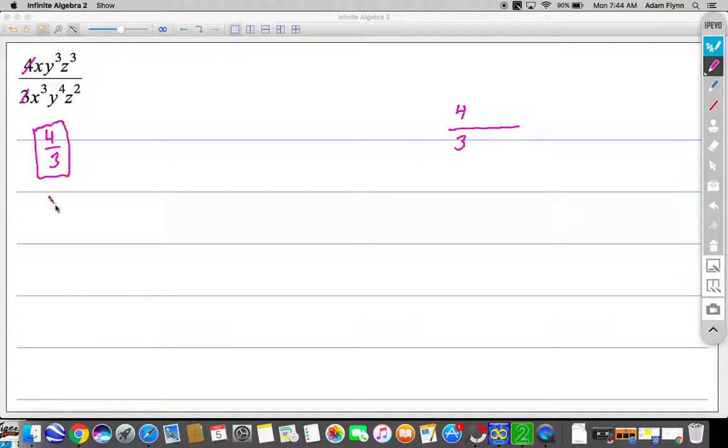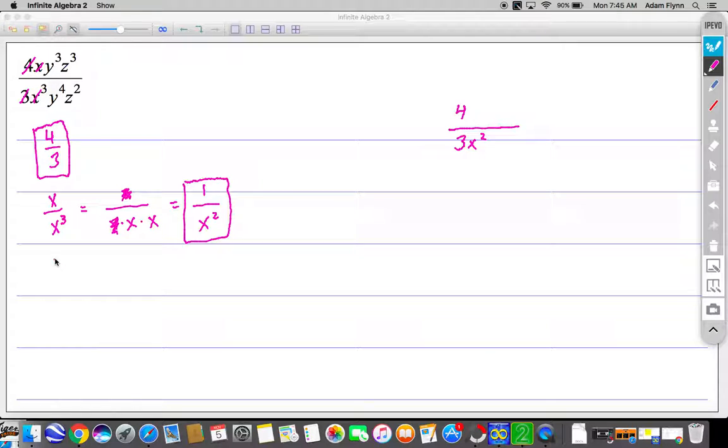Looking at my x's, I've got 1x in the numerator, and I've got 3 in the denominator. I'll rewrite that because I will get a negative exponent if I subtract those. So I've got x over x times x times x. We can cancel out an x on top and 1 down bottom, so we're left with 1 over x squared. I can take that x squared and put it in the denominator. So done with our x's.